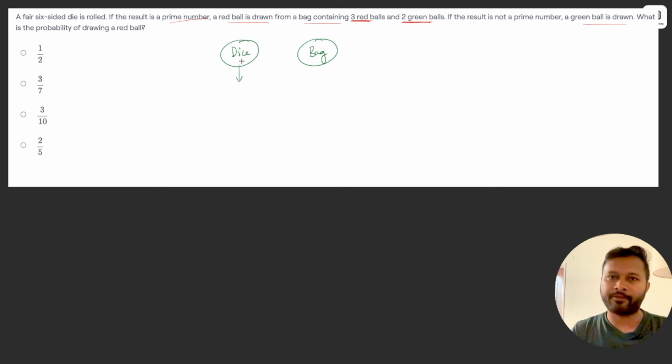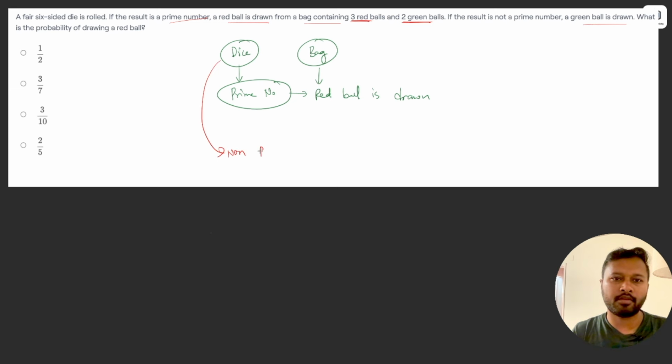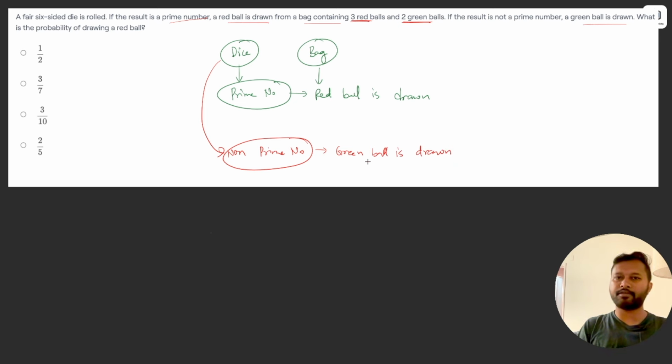So first the dice is rolled, and if we get a prime number on the dice, then in that case we draw a ball from the bag. So basically from the bag a red ball is taken. Okay, red ball is drawn. And if, let's say, from the dice you get a non-prime number, in that case you take a green ball. Okay, green ball is drawn from the bag. So these are the things which are happening.